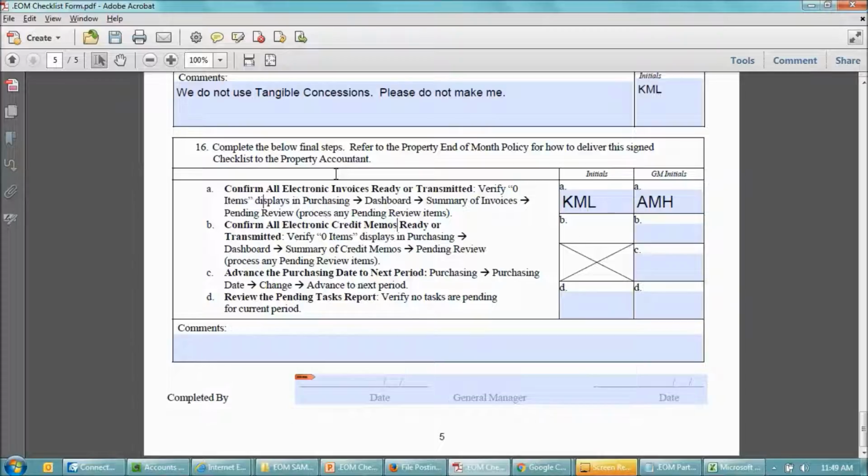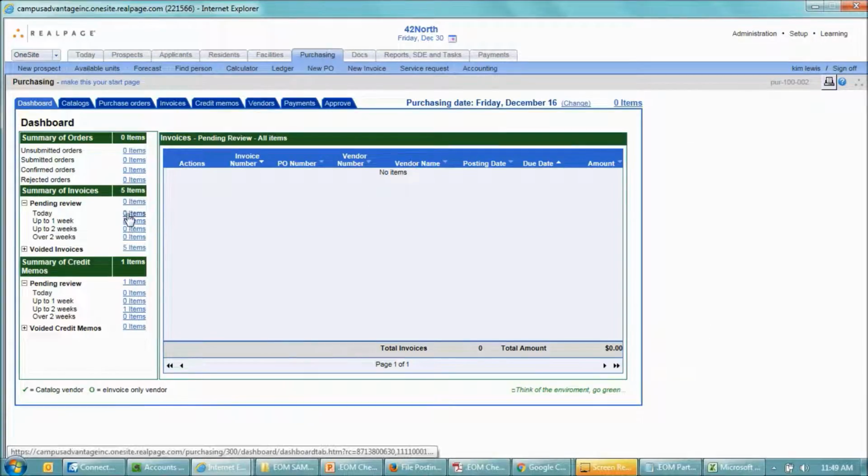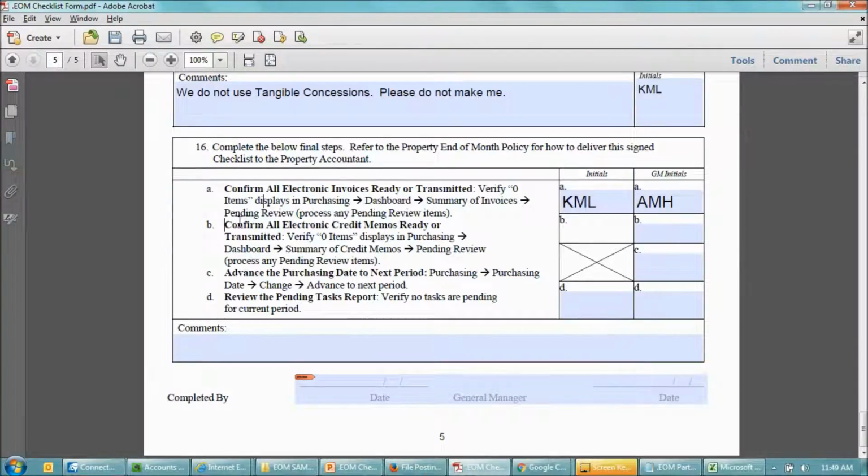Now if that's a non-zero, if there is an item to be reviewed, such as in the case of the credit memos, we just need to process them. They need to be processed through purchasing, through the standard invoice entry process, the AP processing process, and make that a 0.